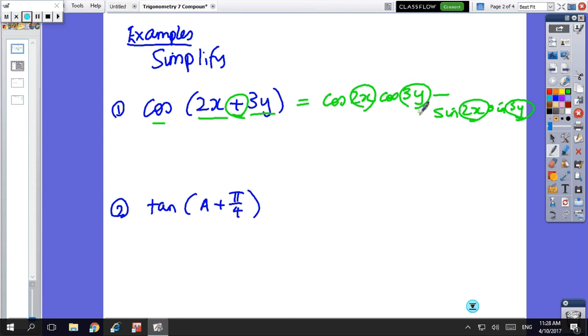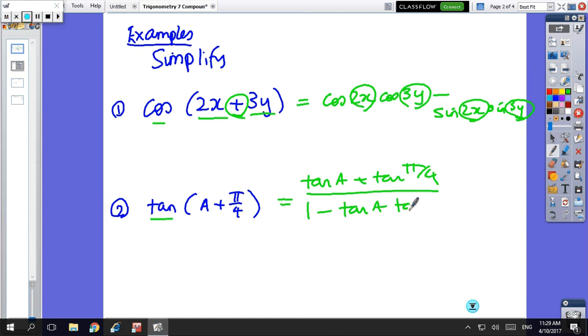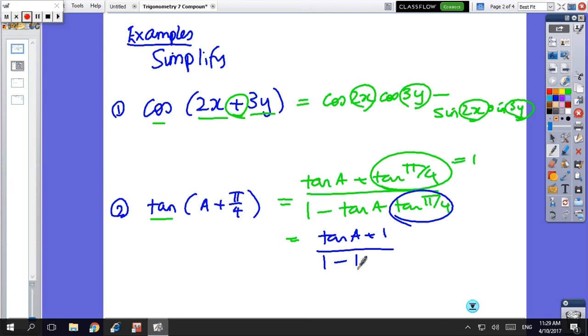Okay, and this next one, we've got a tan relationship. So we have tan A plus tan of pi on 4, which we'll get a value for in a sec. And then we have 1 minus, because we switch the signs over. Now from our exact values, tan of pi on 4 equals 1. And so the answer is going to be tan A plus 1 over 1, and this is 1 again, so it's just going to be 1 minus tan A. And that's all we can do. We can't cancel anything out. Okay, so copy those and come across.